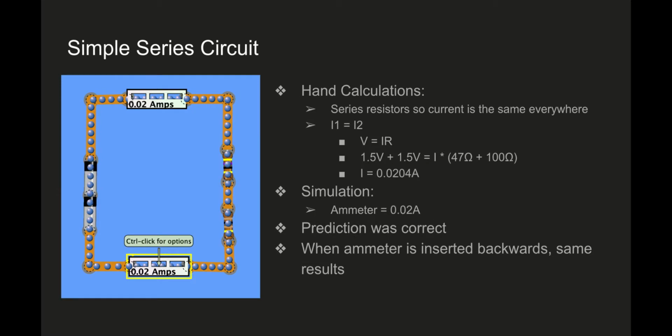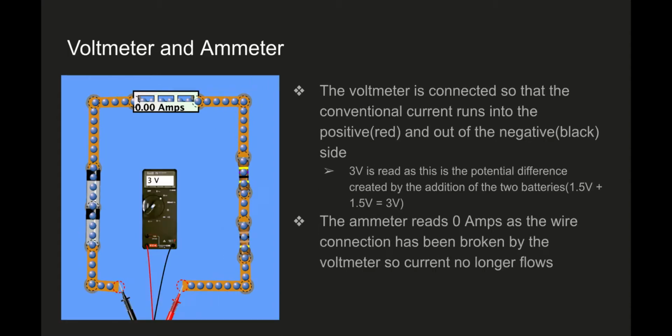So in this simple series circuit, I connected two batteries to two resistors. And since the resistors are in series, the current is the same everywhere. So I1 equals I2. And from the hand calculations, I found a current to be 0.0204 amps, which is almost identical to the simulation. And when the ammeter is inserted backwards, the same results are found.